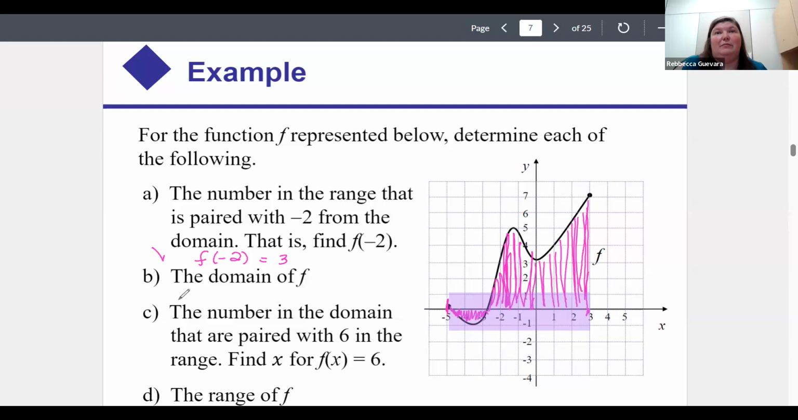So my domain, there's a couple ways we can say it. I can say that x at the smallest, because that's a closed point, is -5. At the most, because that's a closed point, x is 3. Everything in here, there's a point that has an x value attached to it. And because we have an x value for each one of these points, basically we're covering everything from -5 to 3. So we just need to write this interval like this. Or we could write this instead. So we could also use just interval notation. Either one's okay.